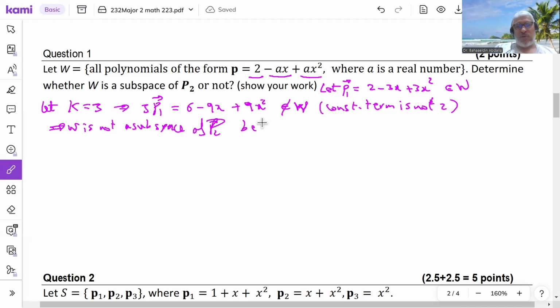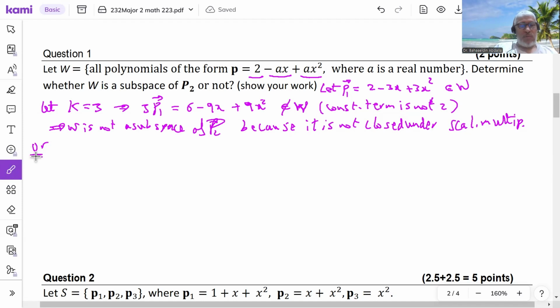Okay, because it is not closed under scalar multiplication.